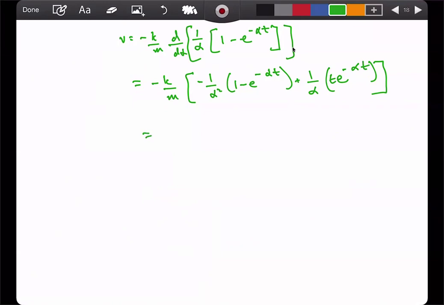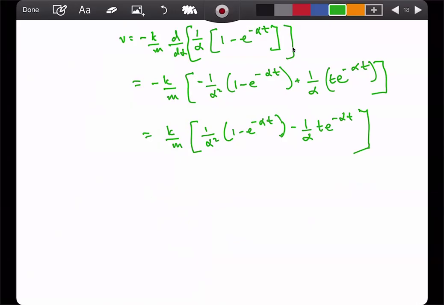So let's do all that. So now let me bring that negative sign on the inside. So I'm going to get a k over m times 1 over alpha squared, 1 minus e to the minus alpha t, plus 1 over alpha t e to the, actually I brought in that negative sign, so that's going to give me a negative. Sorry about that. So minus 1 over alpha t e to the minus alpha t. All right, let me leave it that way.